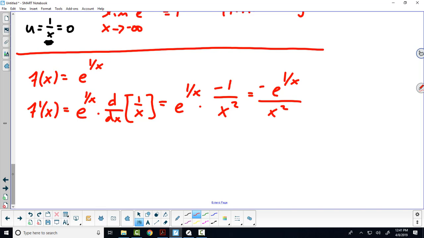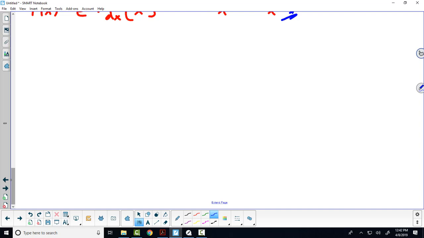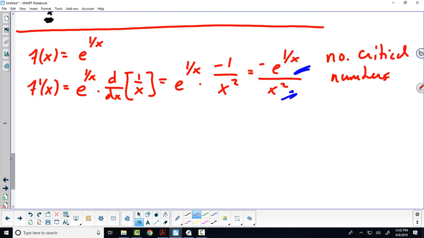Notice that there are no critical numbers to this. Why not? Well, critical numbers are where the derivative is either undefined or equal to 0. This derivative is undefined if I plug in a 0 for x, but we'd already excluded that from the domain of the function. And this derivative never equals 0 because that would happen if the numerator is 0, but we've already said that the numerator of that expression can never be 0. So we have no critical numbers in the first derivative. By the way, that means we will have no local maxes or local mins.